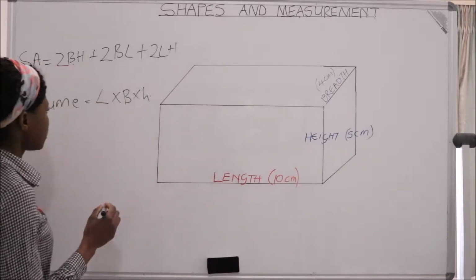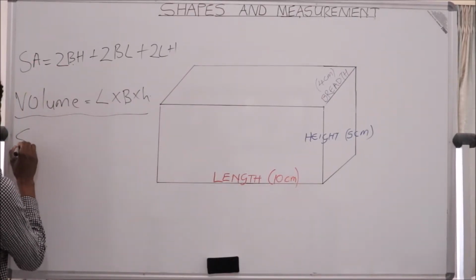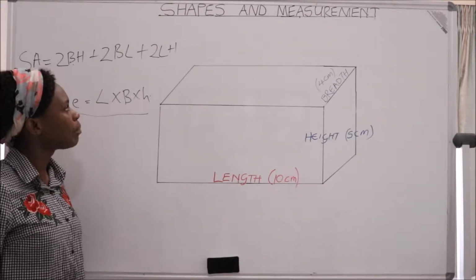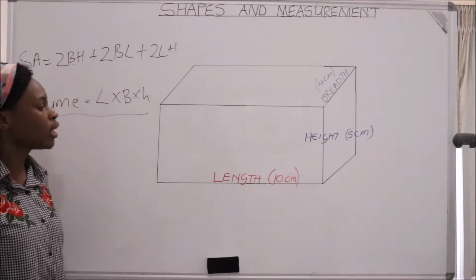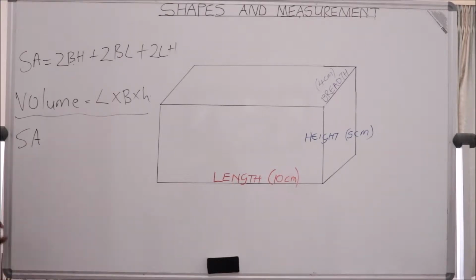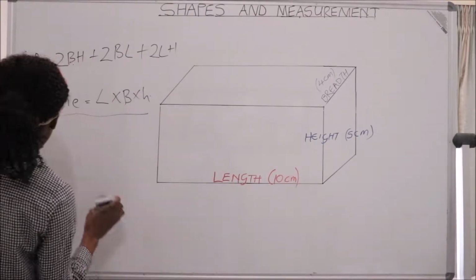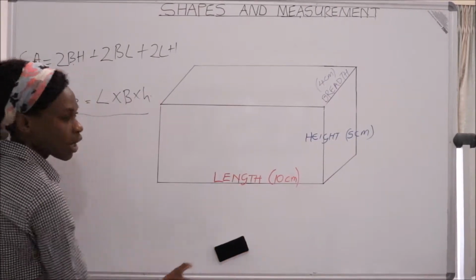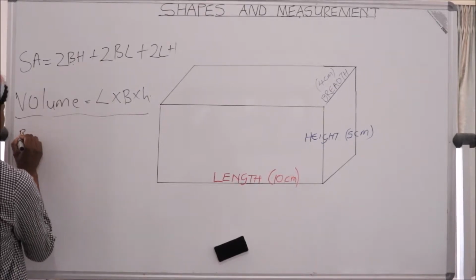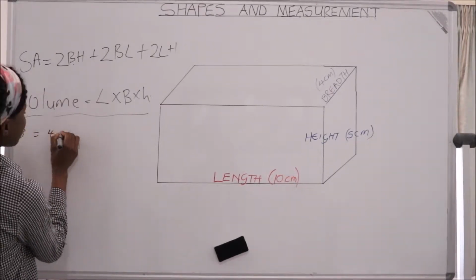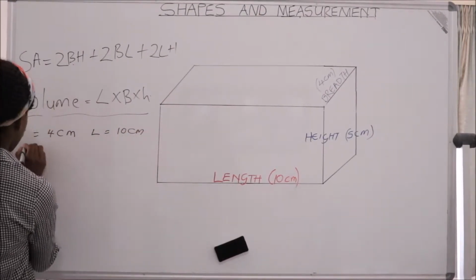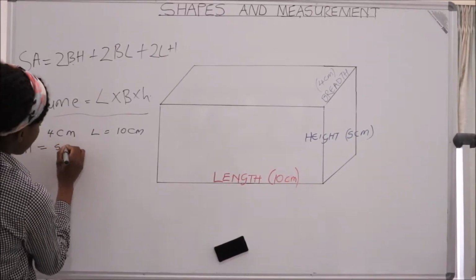So let's start with the surface area. The surface area of a right prism, we know, is 2 multiplied by bh plus 2 multiplied by bl plus 2lh, where l, h and b are the length, the breadth, and also the height of the right prism. Let me just write all the given parameters down so that when we calculate it, it will be quite easy. Here we are given the breadth of this prism is equal to 4 centimeters, the length of the prism is equal to 10 centimeters, and the height of the prism is equal to 5 centimeters.